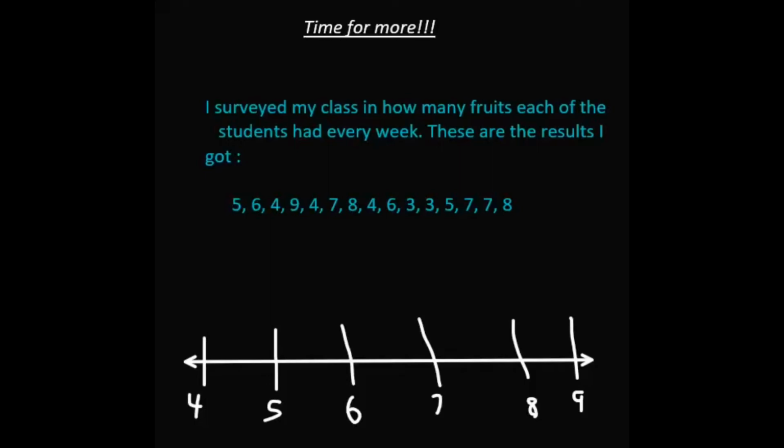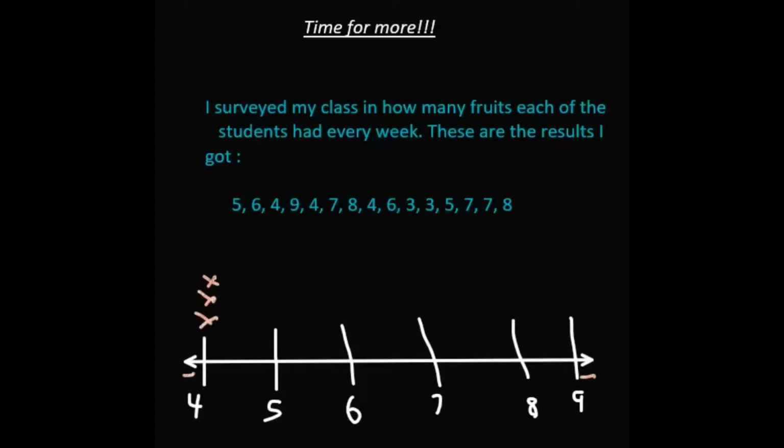And these 2 arrows at the end here, this one right here and this one right here, that means the number line goes on and it just keeps going. But this is all the numbers that we need right now. So let's start graphing. Let's start putting down the numbers. So let's look for 4. Let's see how many people ate 4 fruits in a week. So 1, 2, 3, and that's it. So 3 people. 1, 2, 3. There we go.